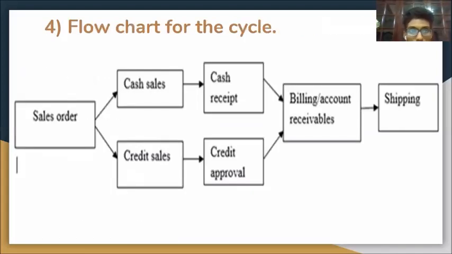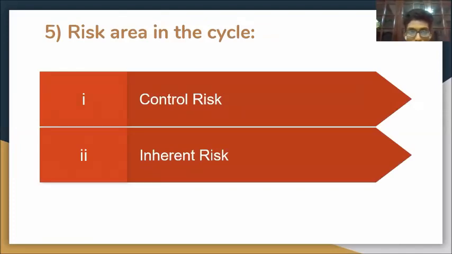For the flow chart of the cycle, we start with the sales order. If it is a cash sale, it will proceed with the cash receipt, then the billing, and the final stage will be the shipping. If it is a credit sale, we need to have the credit approval. After the credit department approves the credit, it will proceed to the next stage, which is the recording in the accounts receivable, and then proceed with the shipping. Next, I will pass to Hilfi.